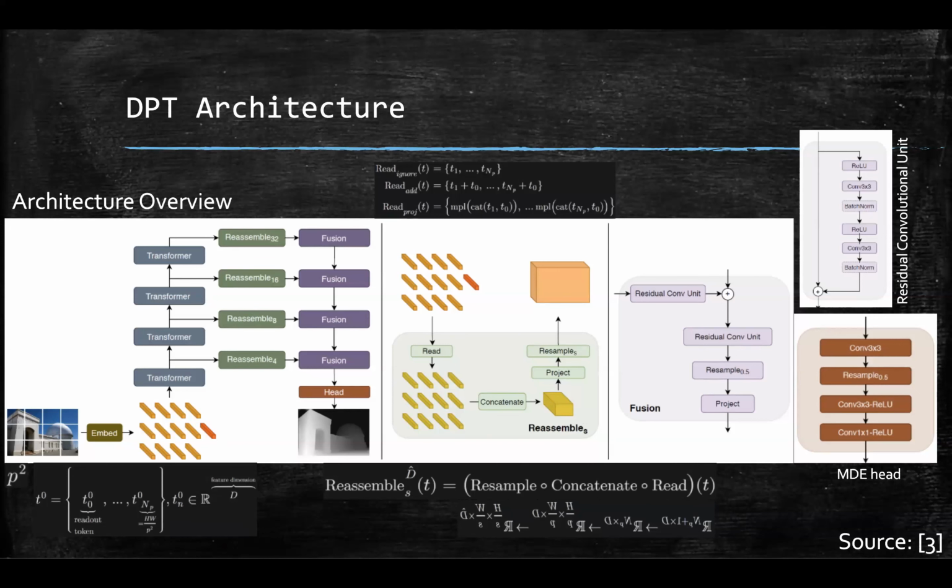There are 3 variants from the paper for these read functions, and they are written here. The first one just ignores the readout token. That can be fair, since it is not directly relevant for dense predictions, but since it can capture global information, maybe this approach is not the best one. The second one passes this information from the readout token to all other tokens, simply adding it to all the other tokens.